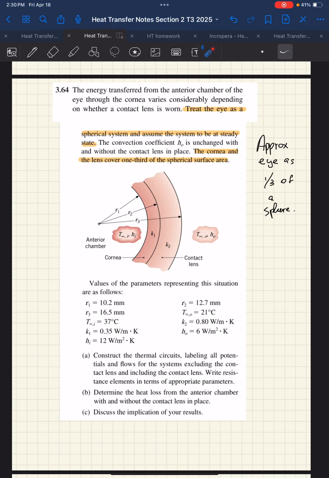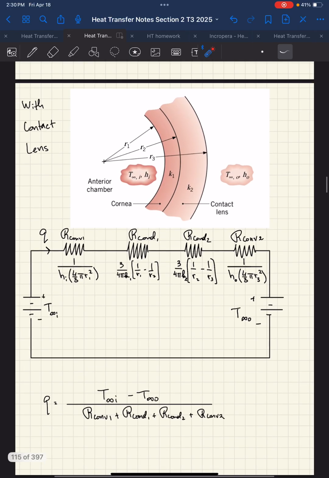So they give you the various parameters. They want you to construct the circuit with the contact lens and then without the contact lens. And then they say, discuss the results. Do you lose more heat with the contact lens or without the contact lens? So I have the circuit over here.